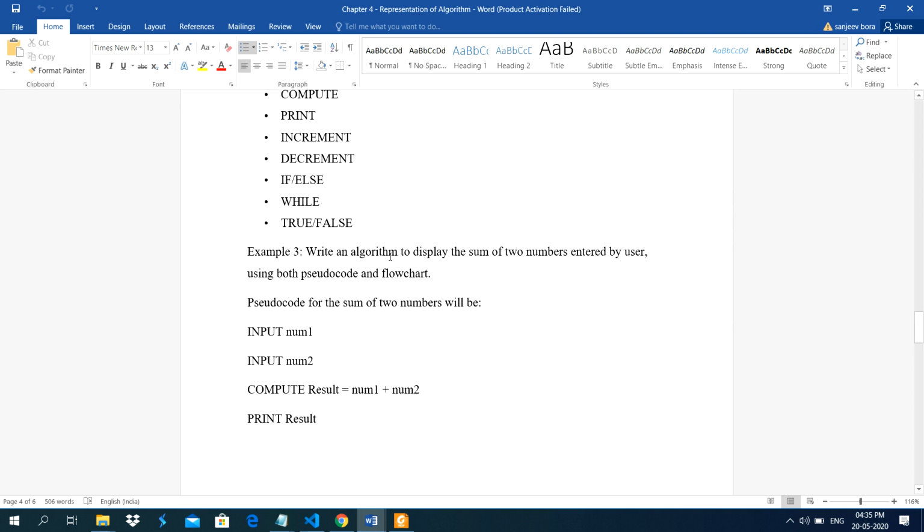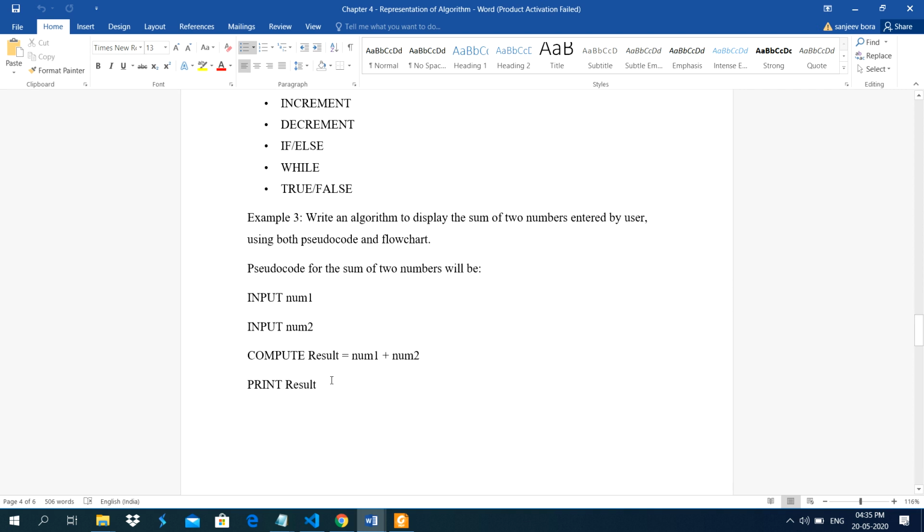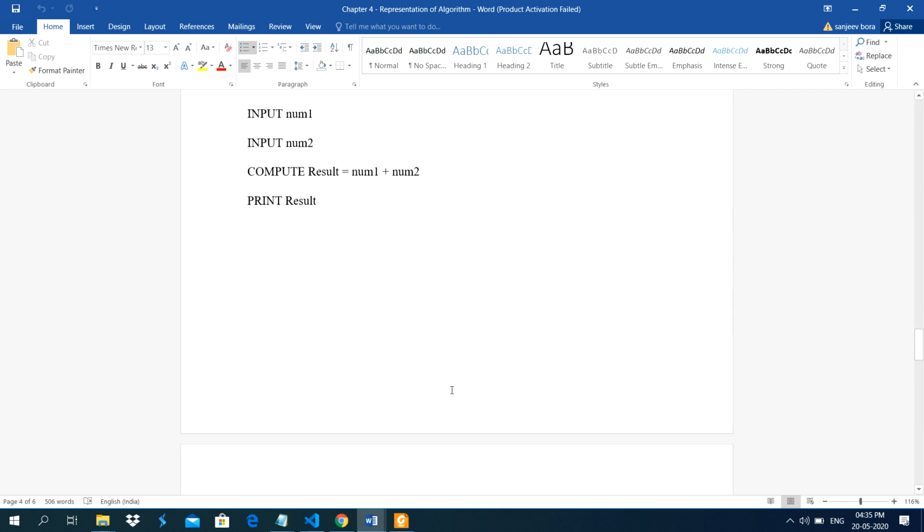Here, one example: write an algorithm to display the sum of two numbers entered by the user using both pseudocode and flowchart. Pseudocode for the sum of two numbers. First is input num1. Input means we have to input the number. Next, input num2, compute result equal to num1 plus num2. At the end, print result.